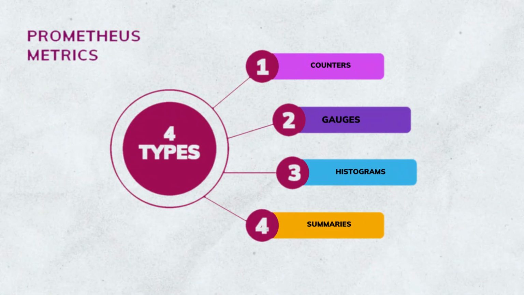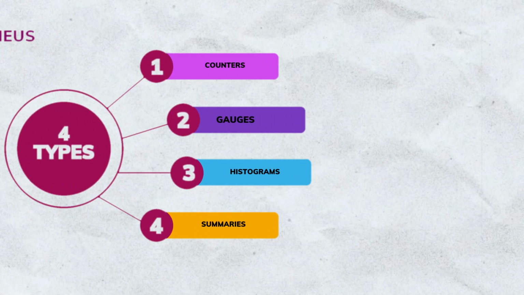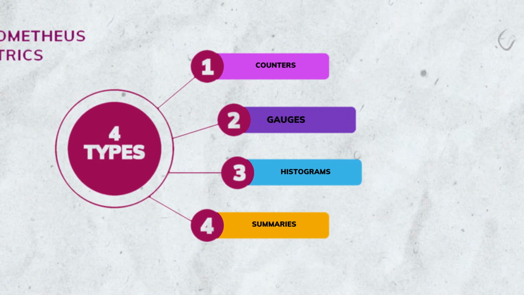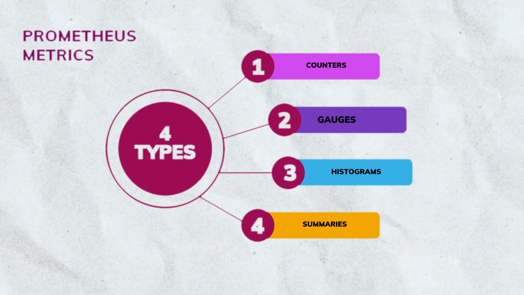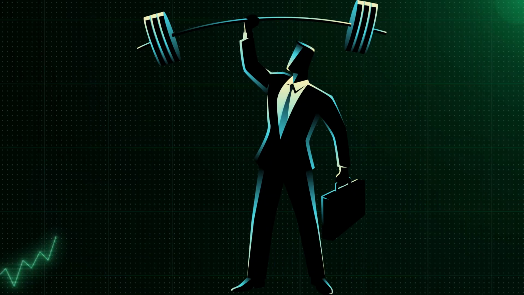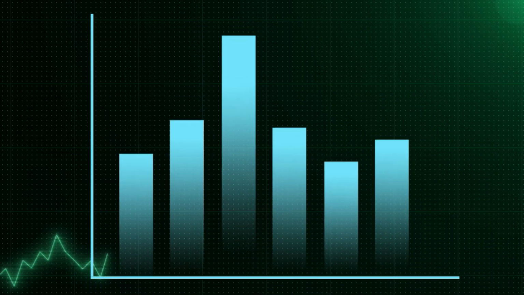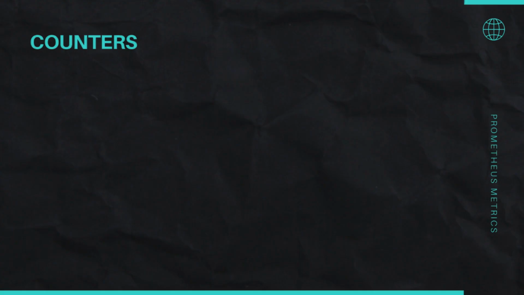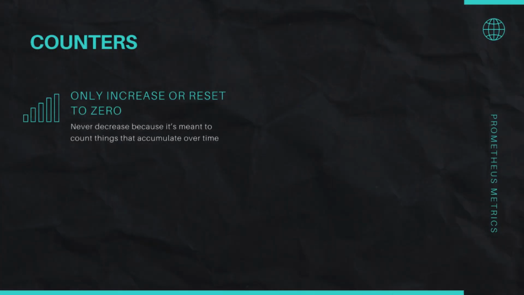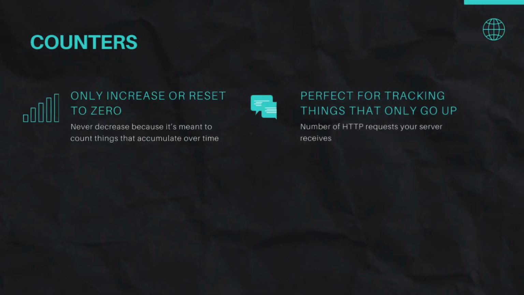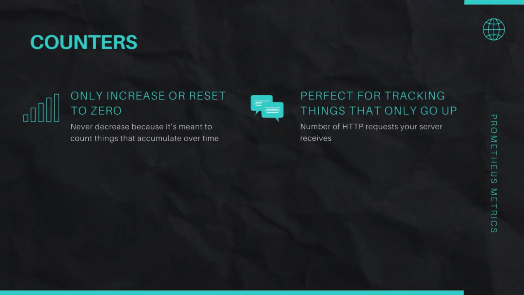There are 4 types of metrics in Prometheus, similar to data types that Prometheus can understand: counters, gauges, histograms, and summaries. Each one serves a different purpose, and understanding them is crucial for setting up effective monitoring. Let's start with counters. A counter is a metric that can only increase or reset to 0. It's perfect for tracking things that only go up, like the number of HTTP requests your server receives. Think of a counter like the odometer in your car. It only goes up as you drive more miles.